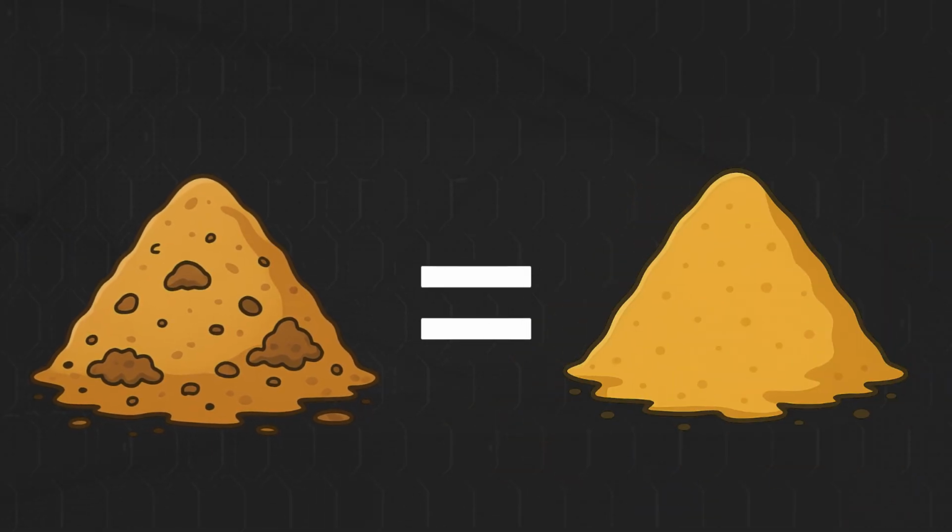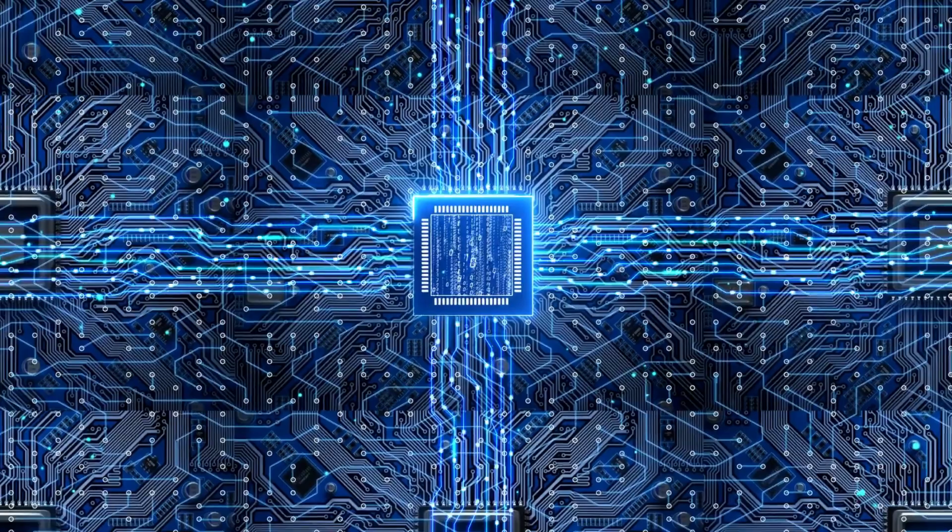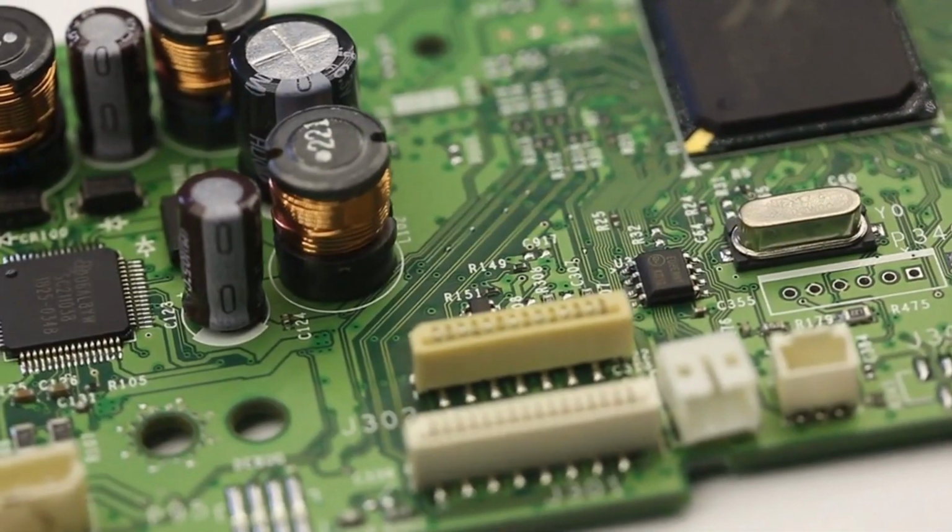Designing a filter works the same way. You decide what stays out and what gets through, and this logic applies perfectly to electrical signals too.